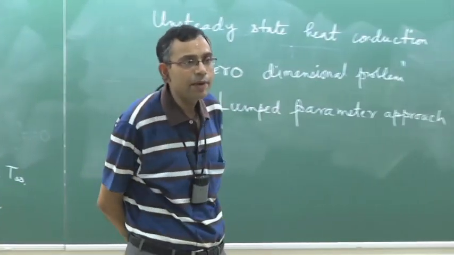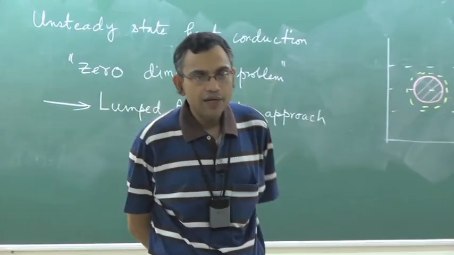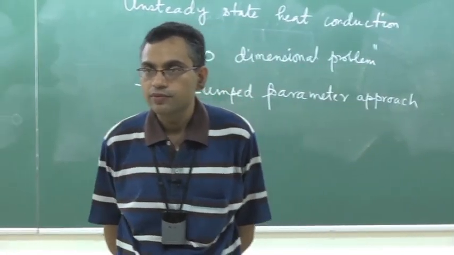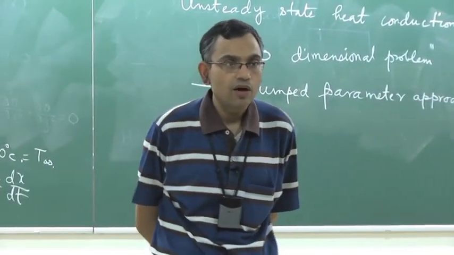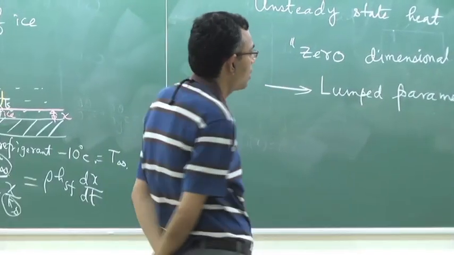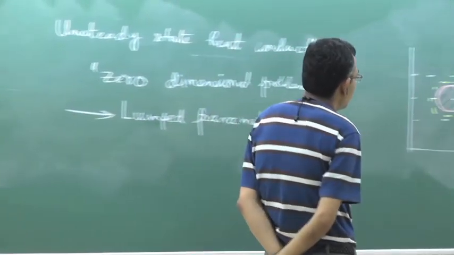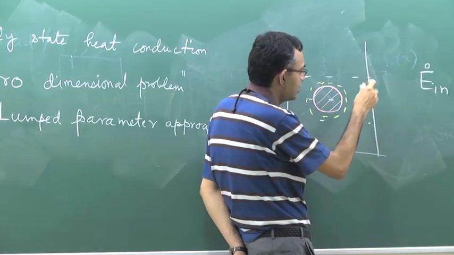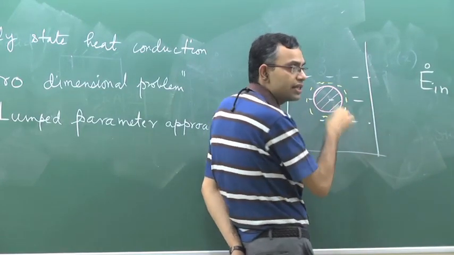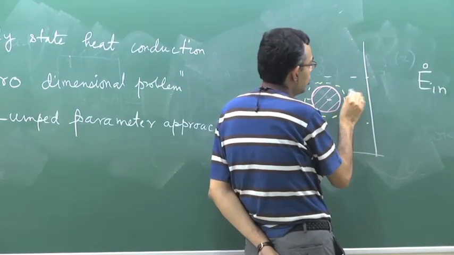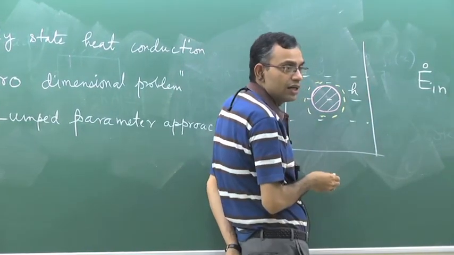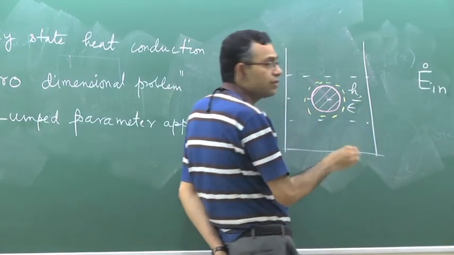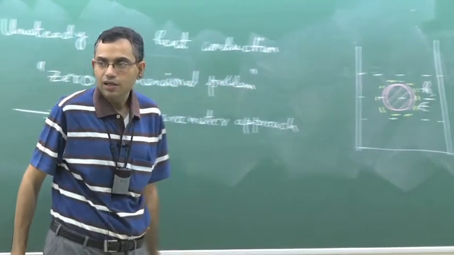So this is the energy balance that I talked about in the very first lecture I delivered, the energy balance of the system. Now this is losing heat to its surroundings by, say, convection and radiation. So let us say h is the convective heat transfer coefficient and epsilon is the emissivity of the surface.